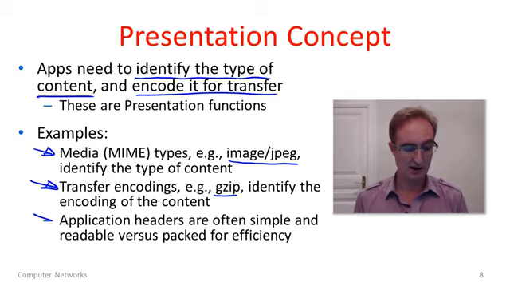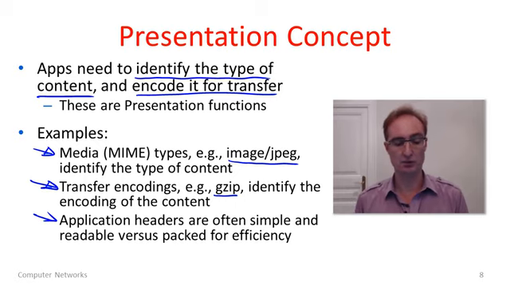Now, I would also point out that often these application layer headers tend to be simple and expressed in a way which is fairly easy to read, rather than compactly packed, say with a binary encoding for reasons of efficiency. That's because these headers are usually small compared to the contents, and a great amount of value can usually be obtained by making them easy to see. For instance, when you debug it, you can just look at the contents of the messages much more easily.